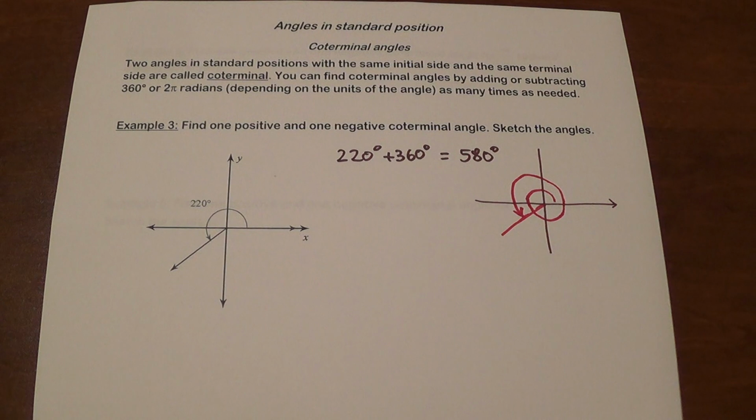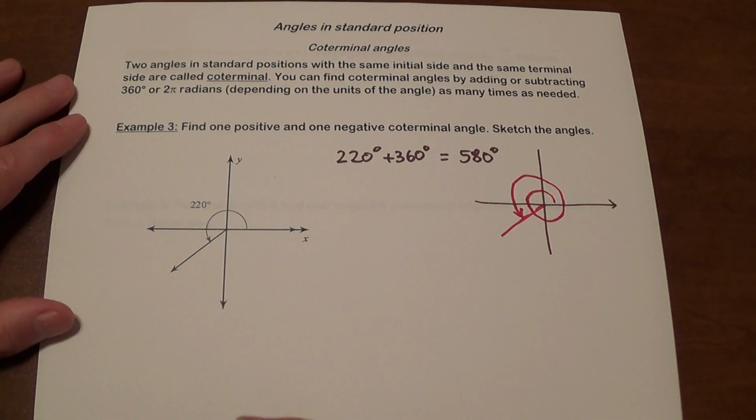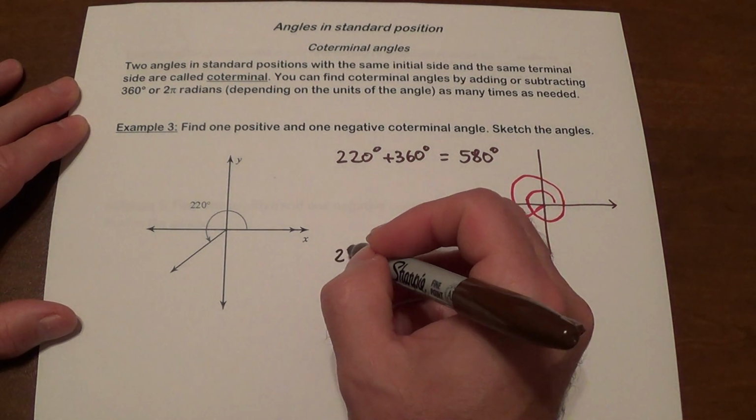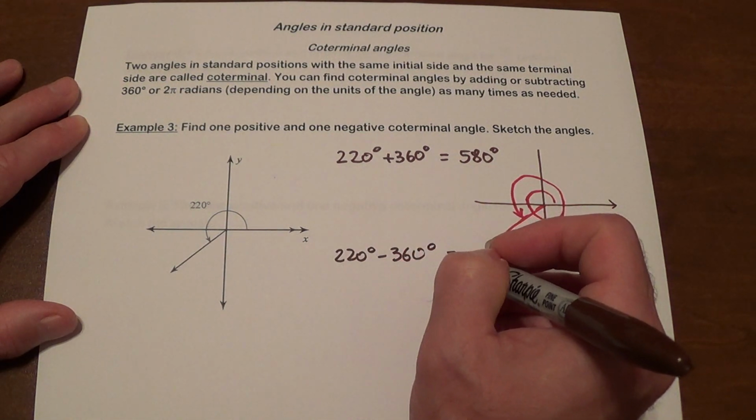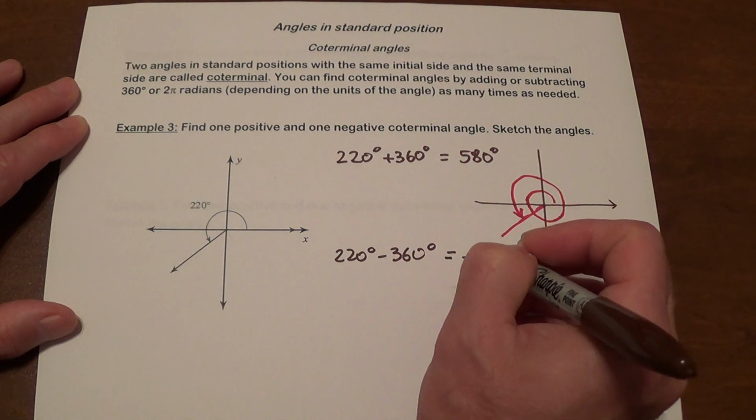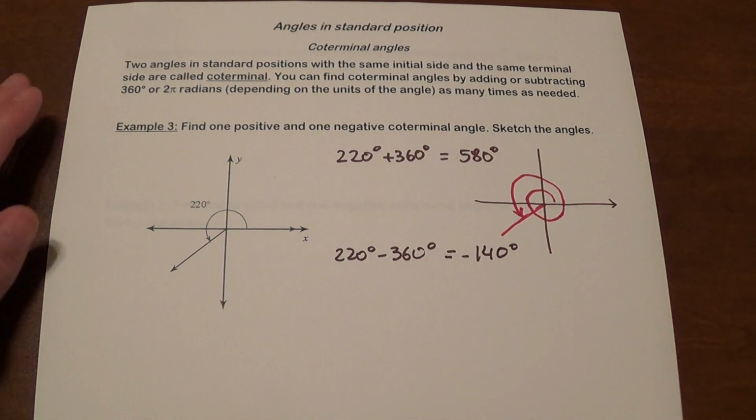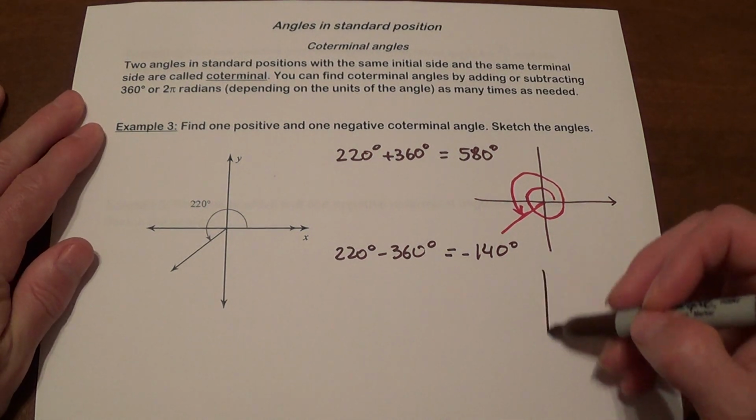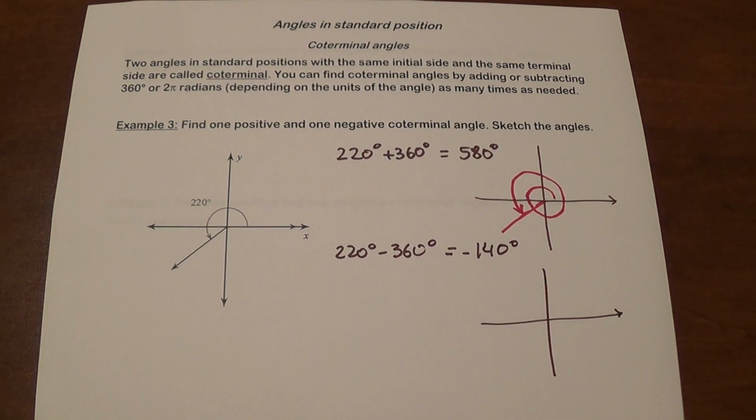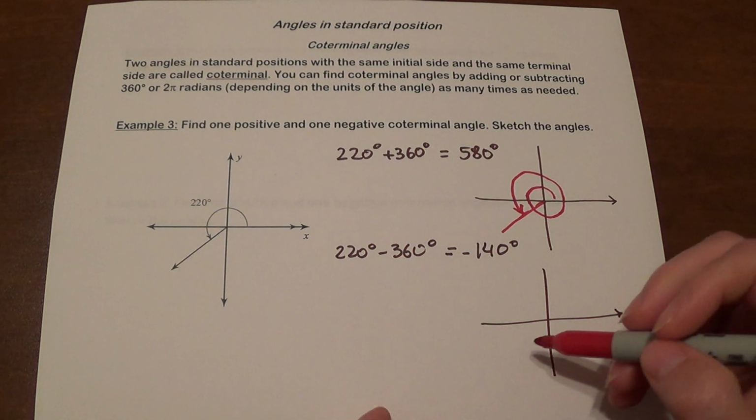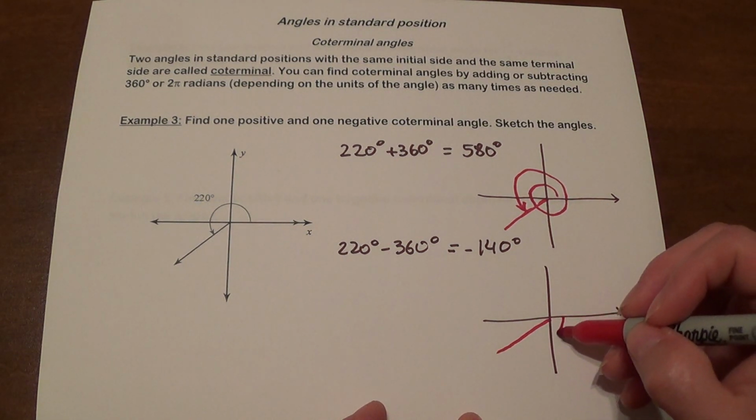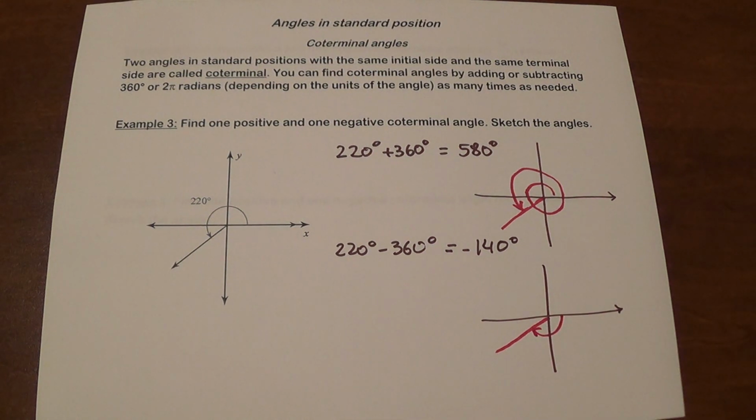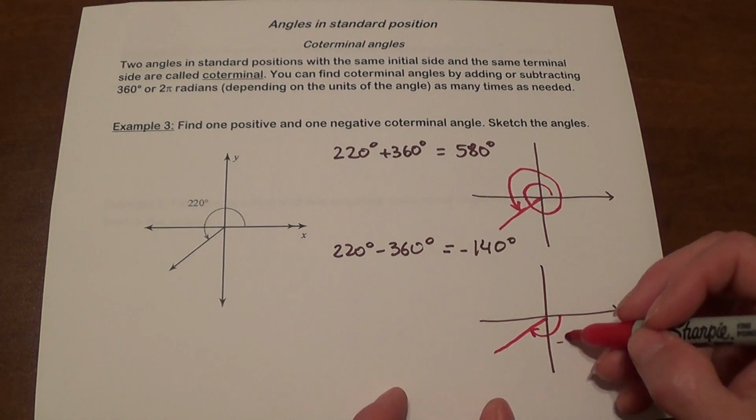What's another representation? Let's do one negative. So it's going to be 220 minus 360, and that's going to give us negative 140 degrees. And now I want to sketch that angle. So this side is going to obviously stay in the same place. That's not going to change. So now we're going to go clockwise, and that's going to be negative 140.